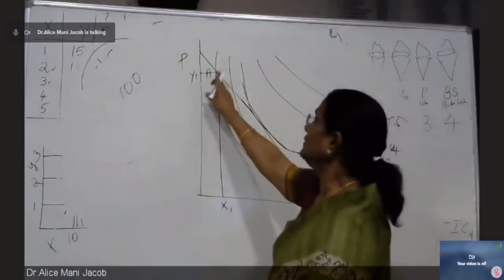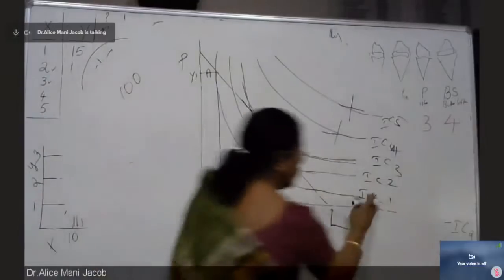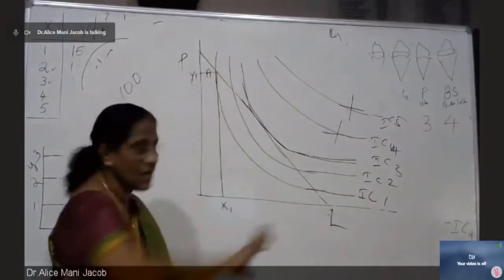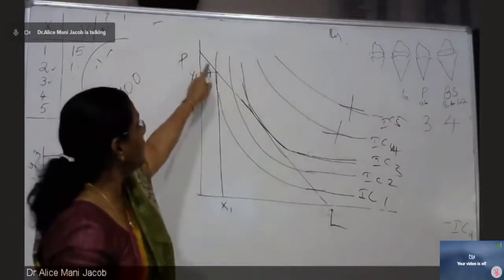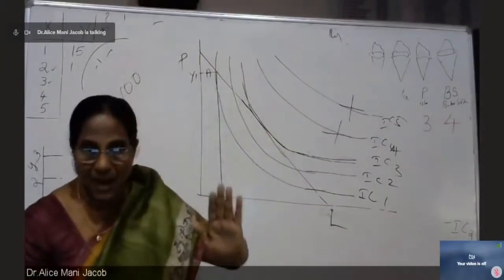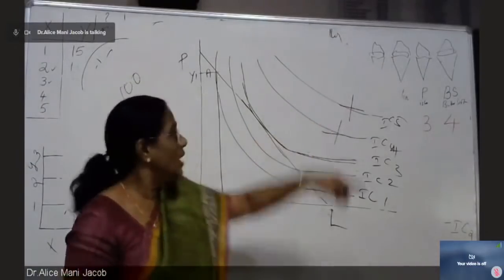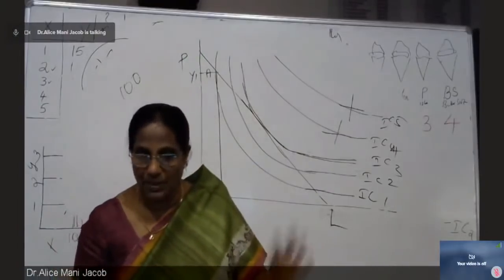I spend my entire money, but I am only at IC1. Please remember there are hundreds of indifference curves, out of which we have drawn only 5. On every point on the budget line, an indifference curve is passing. I love IC5, but I cannot go. I cannot go to IC4 because my budget does not allow me.